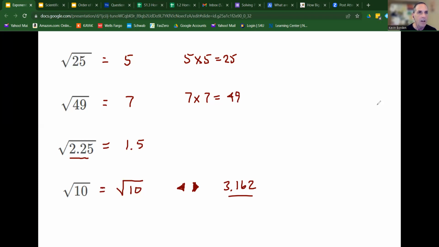All right, that's all I've got for exponents and roots at this point. Now it's time for some practice on your own.